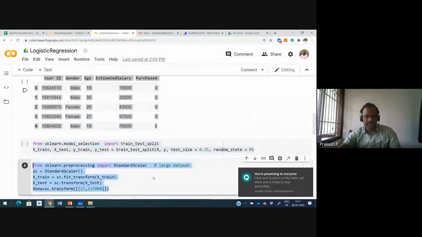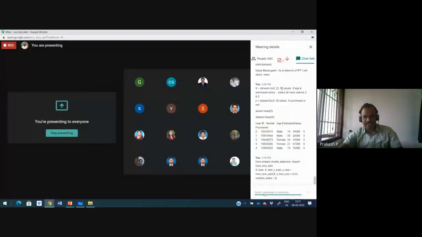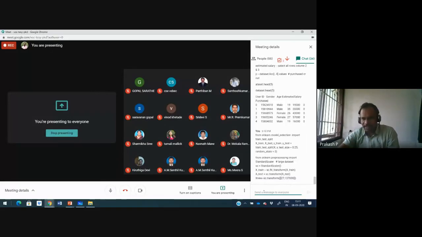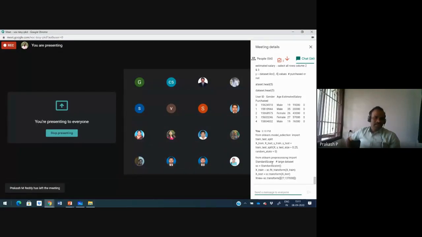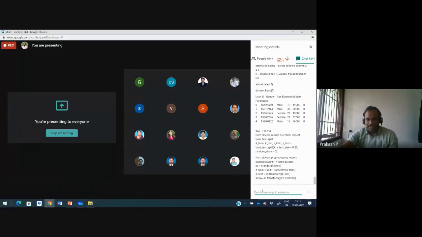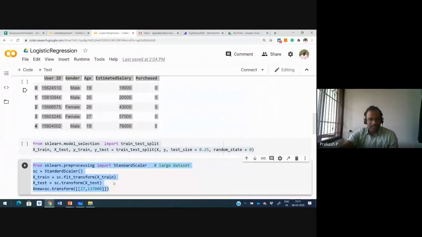Here, what I am trying to do is, some of the data, age and estimated salary, have different ranges. So what we do is apply standard scaler. If you're not applying a standard scaler, your model may have a large error. If you apply standard scaler, the error may get reduced.